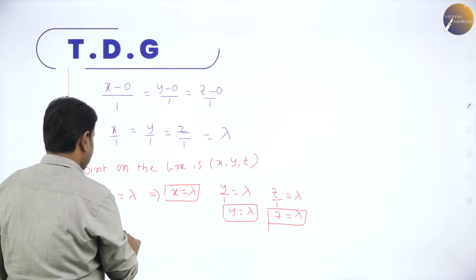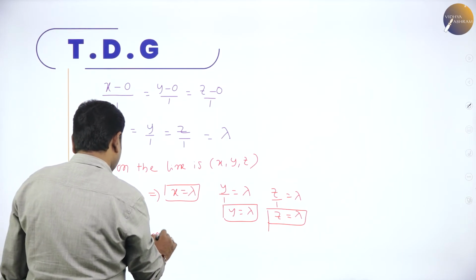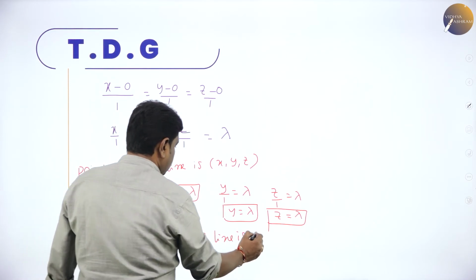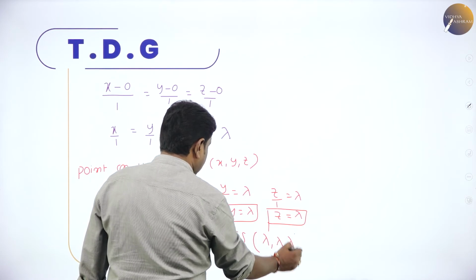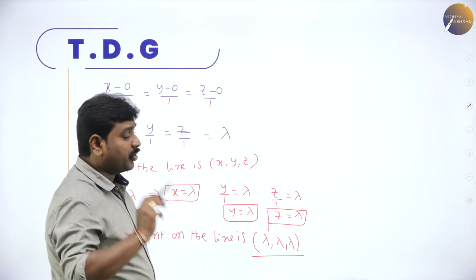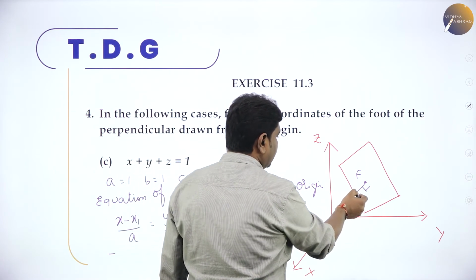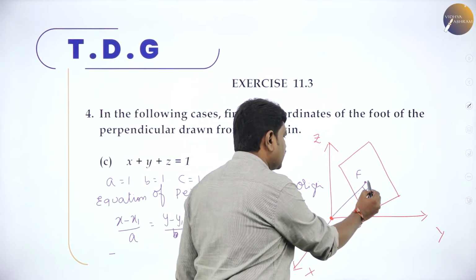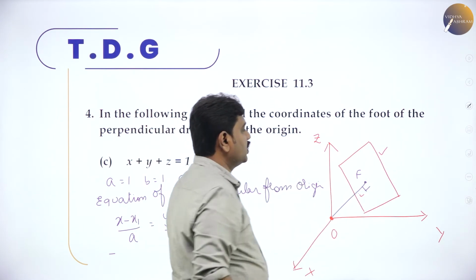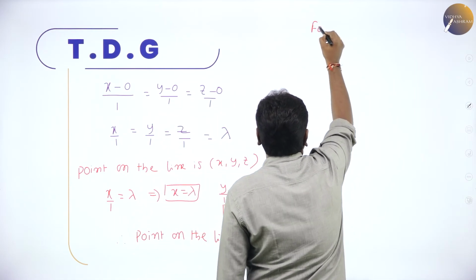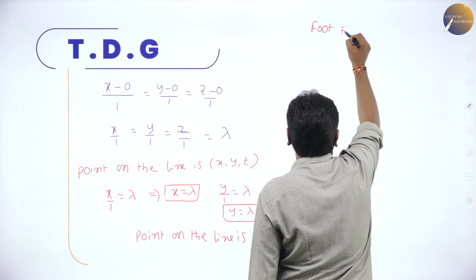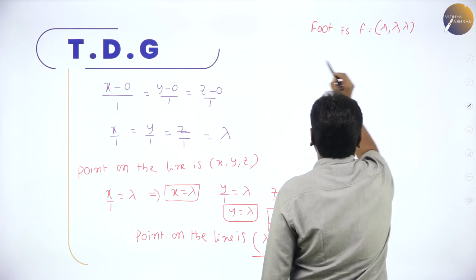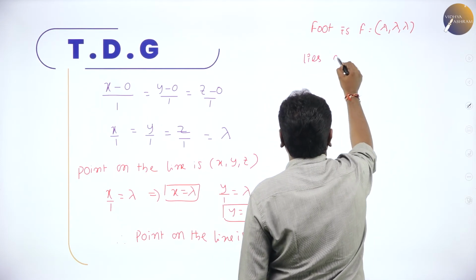Therefore, the point on the line is lambda comma lambda comma lambda, x comma y comma z all are the same. And if that point is the foot, it is a point on the line. The speciality is that it lies on the line as well as in the plane. So now the foot F is equal to lambda comma lambda comma lambda, which lies on the plane.